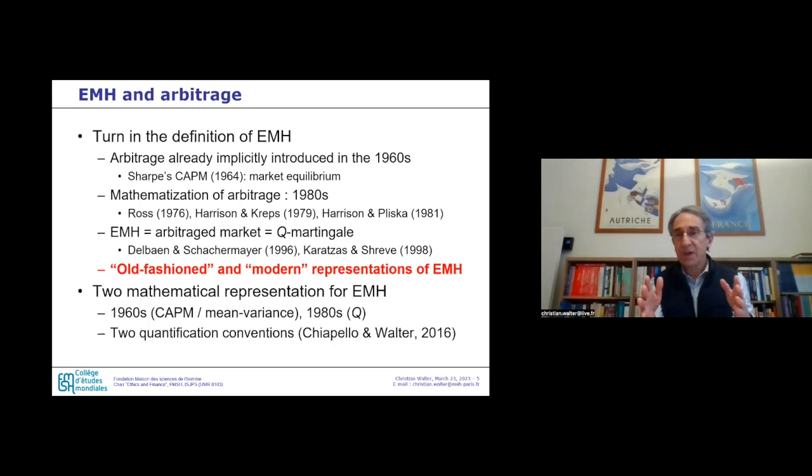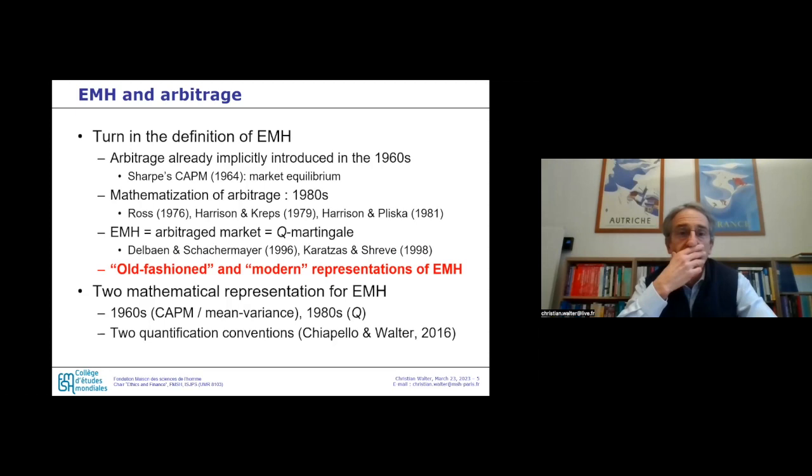So there are two kinds of debates in the literature of non-specialists, I think about the issue of financial faults, sociologies, and philosophy. Debates about the EMH as seen in the old-fashioned way of the 60s, and debates on EMH as understood with a new way of thinking arbitrage in the 80s. And I think there is a kind of missing debate about the understanding of Q, the risk-neutral probability, in the controversies about the EMH today.